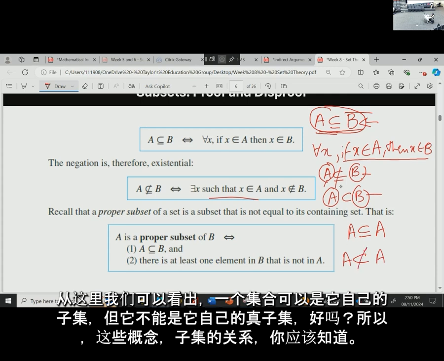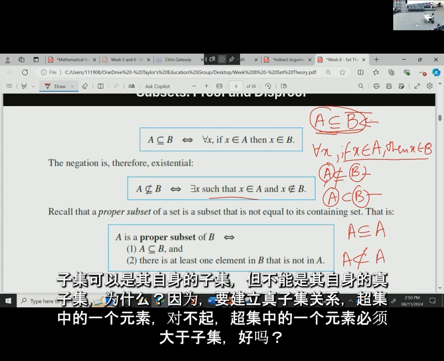Okay, so these concepts, relationships of subsets, you should know. A subset can be a subset of itself, but it cannot be a proper subset of itself. Why? Because for there to be a proper subset relationship, one element in the superset must be more as compared to the subset.